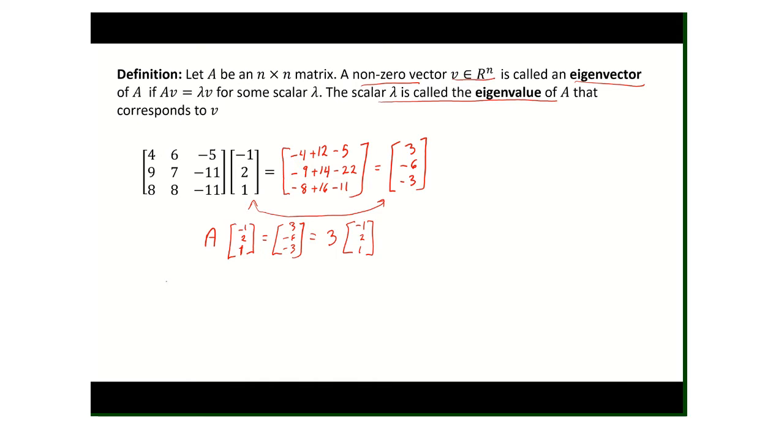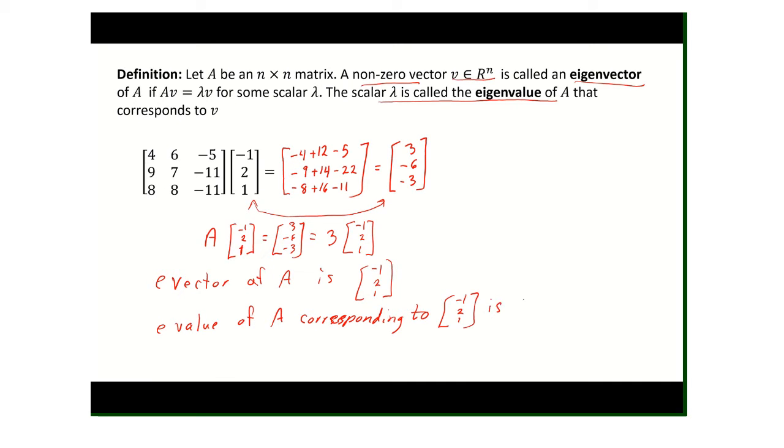So we say that an eigenvector of A is negative 1, 2, 1, and the eigenvalue of A corresponding to that vector, to negative 1, 2, 1, is 3. Okay, so that's an example of another eigenvector and eigenvalue.